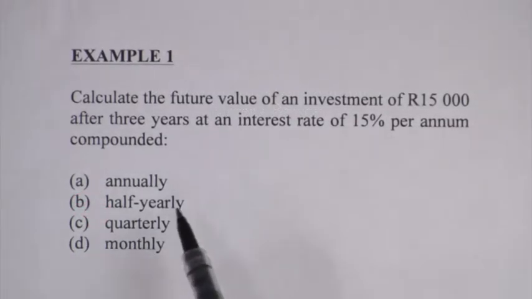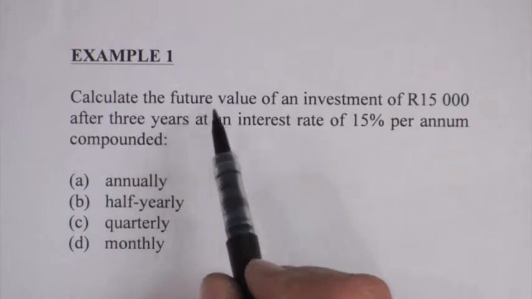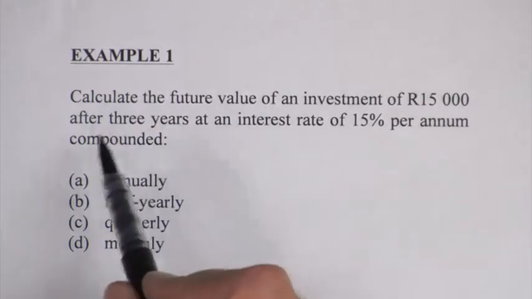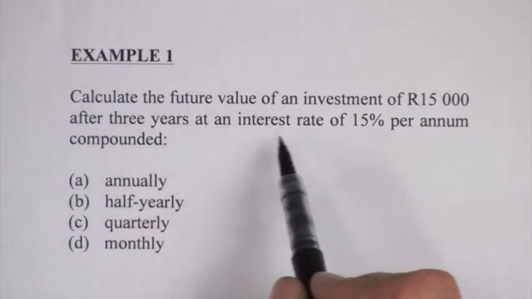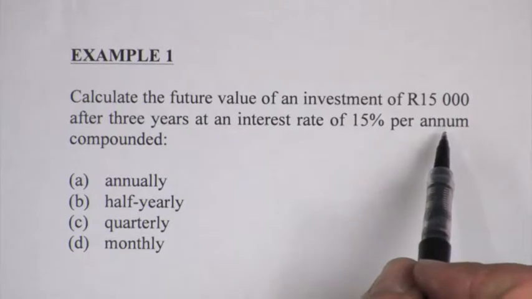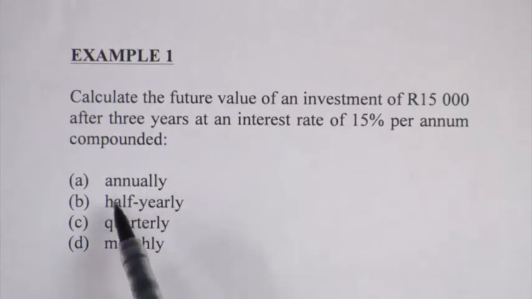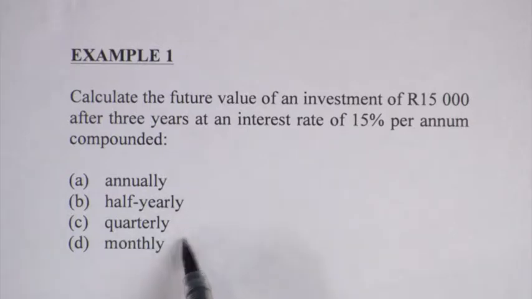In this first question, they ask us to calculate the future value of an investment of 15,000 Rand after 3 years at an interest rate of 15% per annum. If the compounding is annually, that's how we did it in grade 10, half yearly, that means twice a year, quarterly, that means 4 times a year, monthly, that means 12 times per year. So we're going to discuss the same question, but we're going to look at all 4 of them, and we're going to see how they compare to one another.